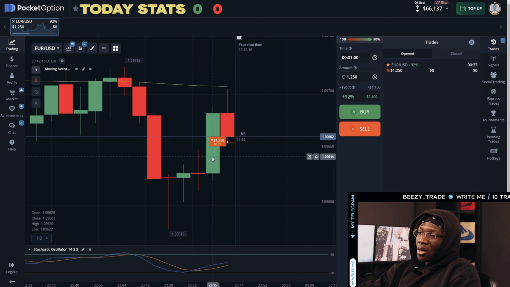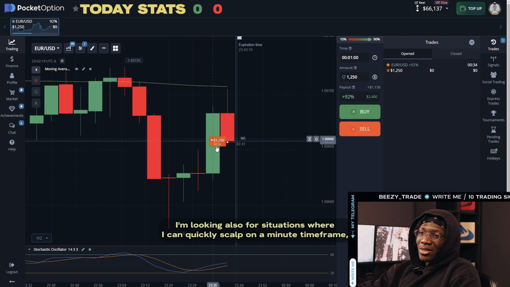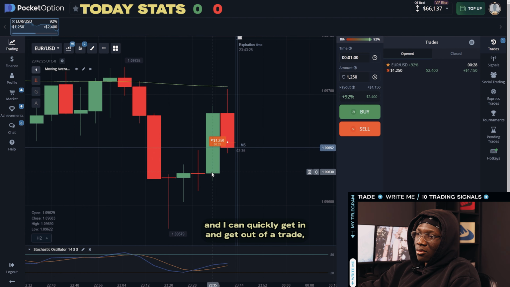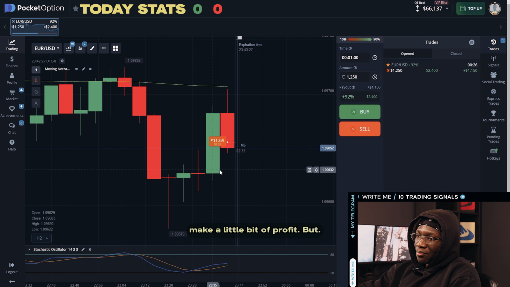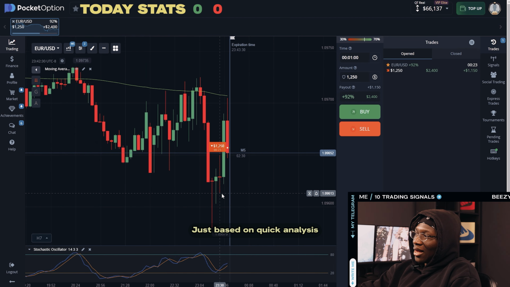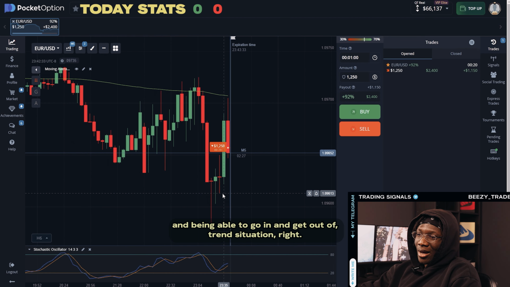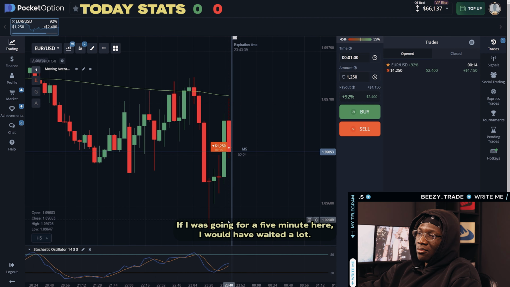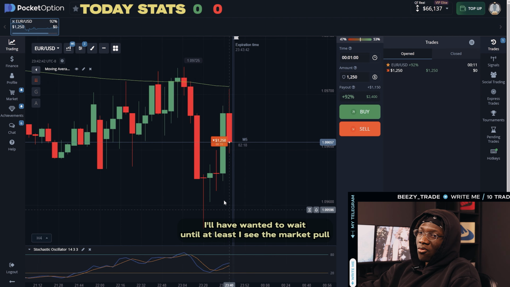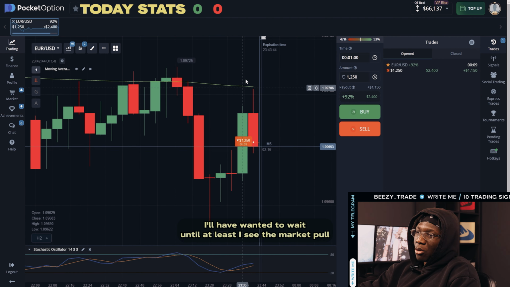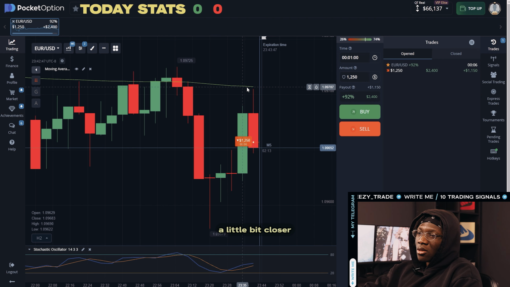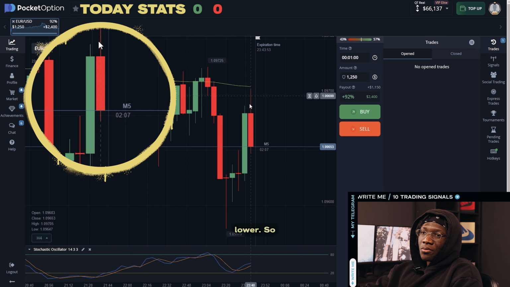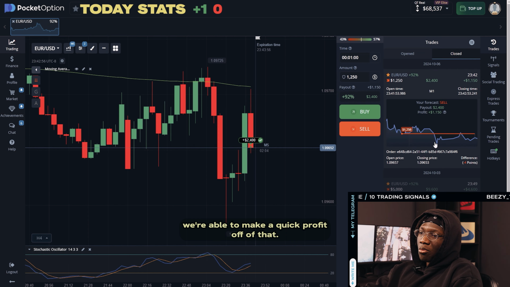So as you can see, despite the fact that I'm thinking about entering the market on the 5 minutes, I'm looking also for situations where I can quickly scalp on a minute time frame, quickly get in and get out of a trade, make a little bit of profit, just based on quick analysis. If I was going for a 5 minute here, I would have waited until at least I see the market pull a little bit closer to the 200 EMA or a little bit lower. So we're able to make a quick profit off of that.